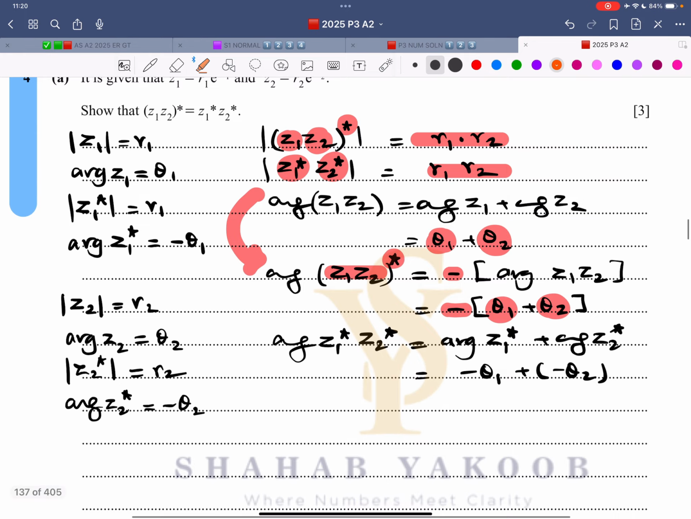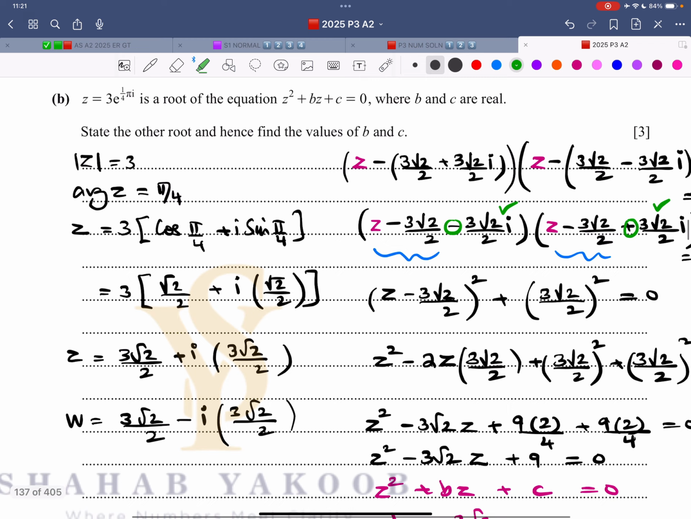And similarly, when we talk about the argument of Z1 star, Z2 star, that is negative theta 1, negative theta 2, isn't this answer exactly the same? So not only are they the same magnitude wise, they are also the same angle wise. Perfect. Now over here, this thing, Z1, has a magnitude of 3.